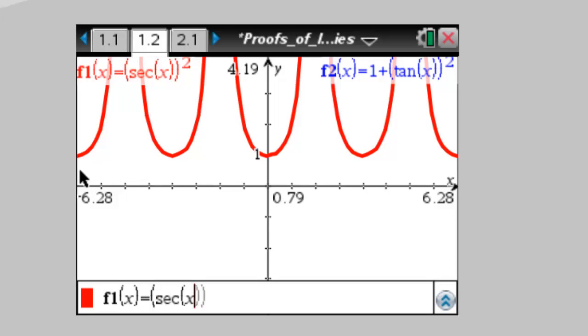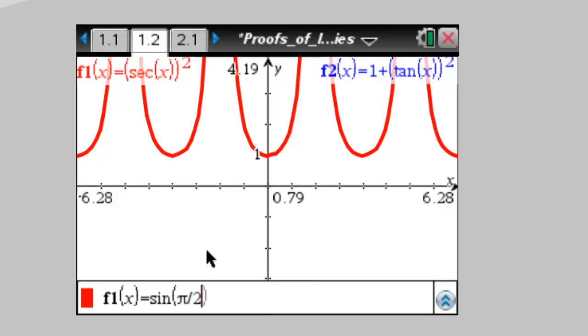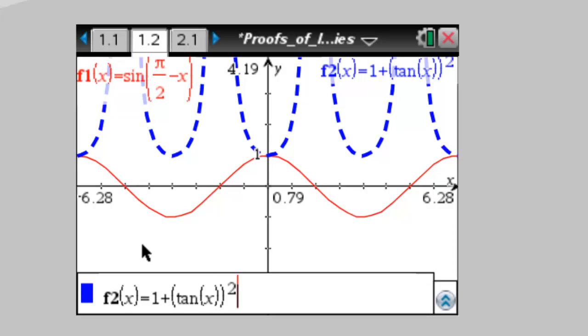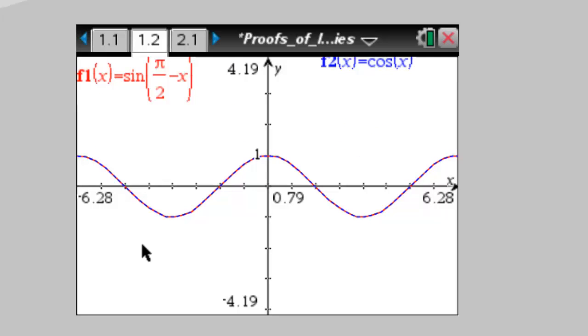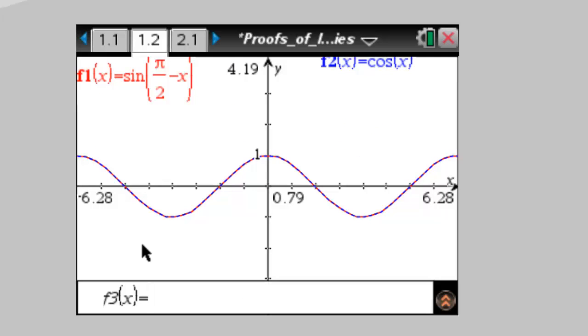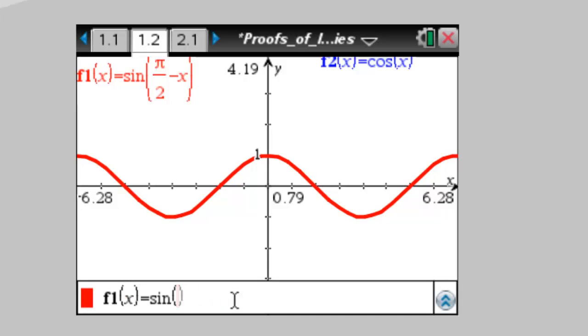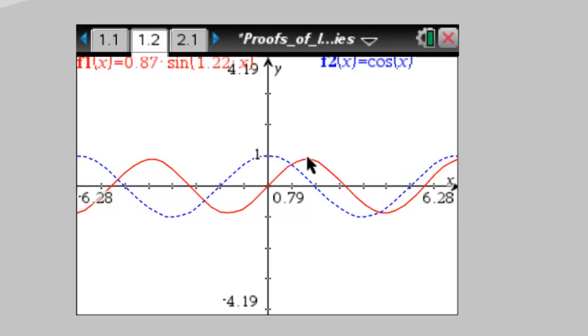So again, if you would like to see why that works, if I take the sine of pi over 2 minus x, that is going to be equivalent to the cosine of x. They are the same graph. And if you think about this, hopefully this makes sense. If I just graph the cosine and the sine, we know that they're sinusoidal, that they both have a similar shape, but all we've done is take the sine curve.